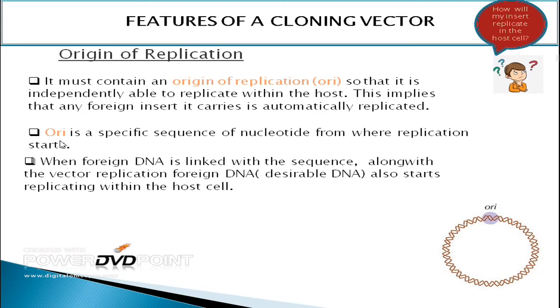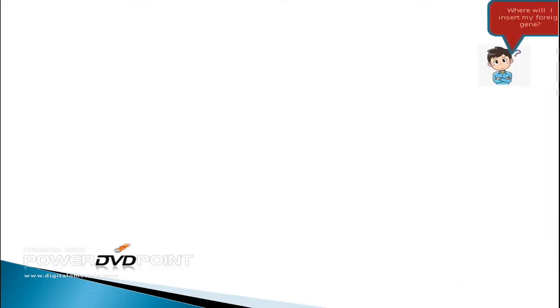So what is ORI? ORI is a specific sequence of nucleotides from where replication starts. So whenever a foreign DNA is linked with the sequence, along with the vector replication, the foreign DNA or the desirable DNA also starts replicating within the host cell.